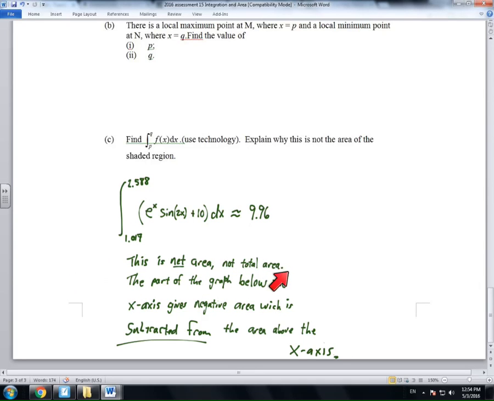The part of the graph below the x-axis gives the negative area, which is subtracted from the area above the x-axis. So just giving you some indication that you understand that this is not the total area in the picture because of the negativity. And a better improvement on this answer is if you want the total area, take the absolute value of the function and integrate from P to Q.